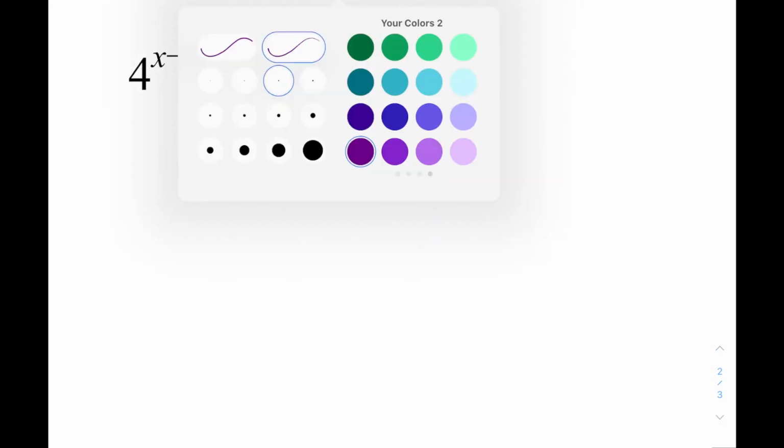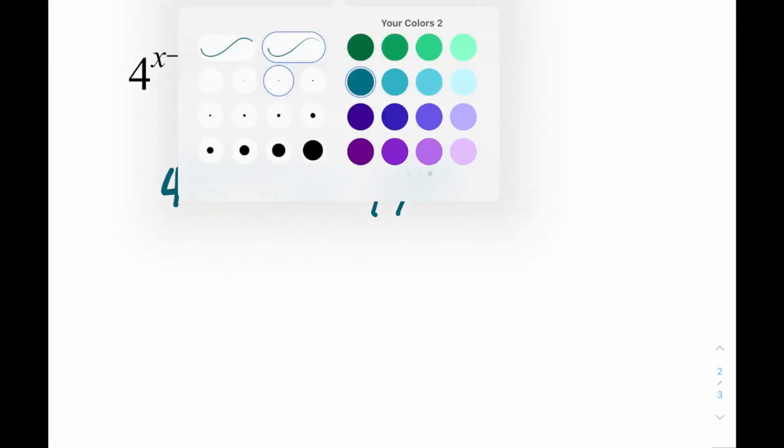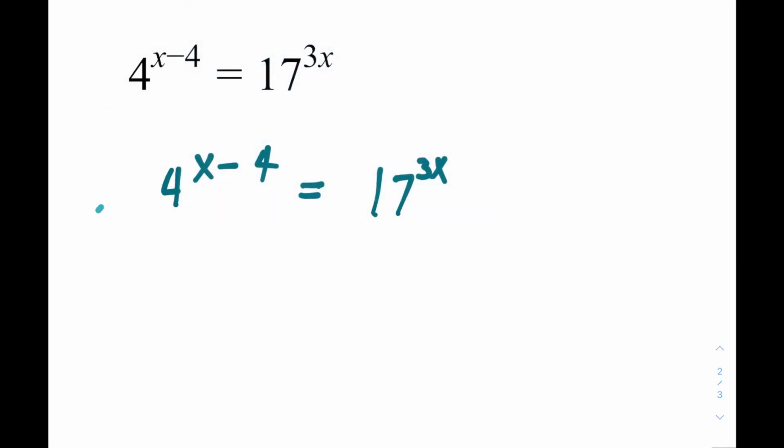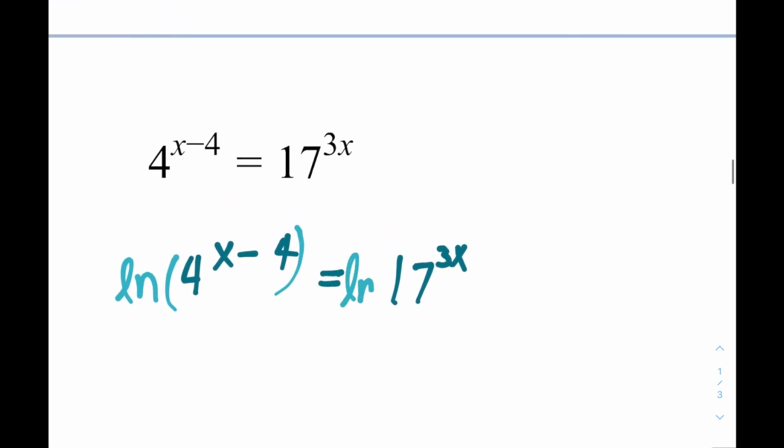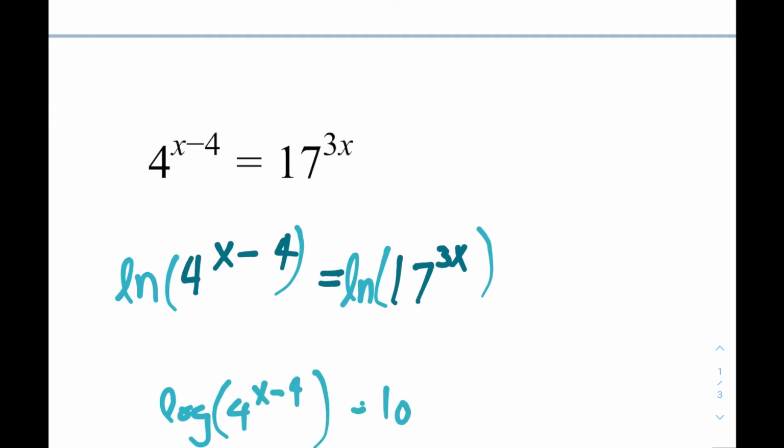So what I'm going to do is, given what I have, I've got 4 to the x minus 4 equals 17 to the 3x. I'm going to take the natural log of both sides. Okay, I want to make it clear. You could also take, if we did log of 4 to the x minus 4 equals log of 17 to the 3x, that would also be perfectly fine. We could also do that.